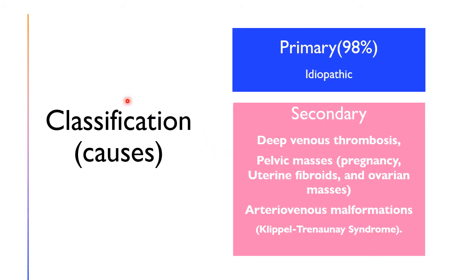Okay, varicose veins, as I said, can be classified into primary and secondary. 98% of the veins are primary, in which the cause is not known. The secondary causes of varicose veins include deep vein thrombosis, pelvic masses, for example pregnancy, uterine fibroid and ovarian masses, and AV malformations, such as in the case of Klippel-Trenaunay syndrome.